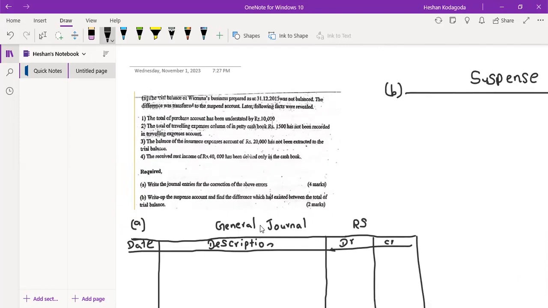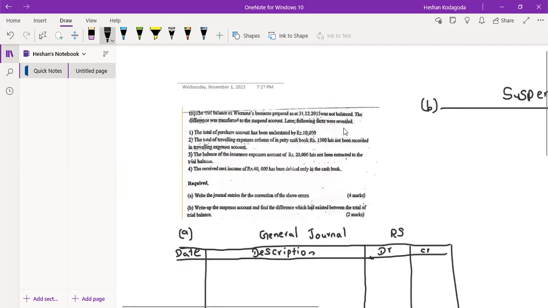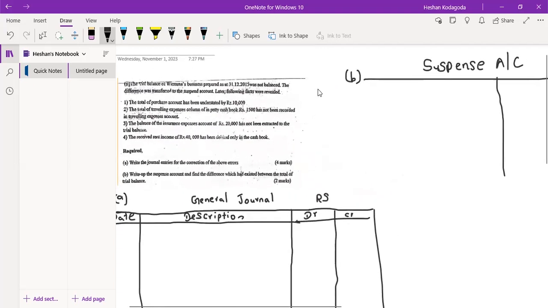Okay, first one. The total of purchase account has been understated by 10,000. In here, what is the matter? So in here, purchase account has been understated by 10,000. Only the purchase account, right? To get a better understanding, now what I'm going to do in here, I'm going to draw. I'm going to tell you the difference, what has happened because of this error, right? The total of purchase account has been understated. Only this is affecting the purchase account.